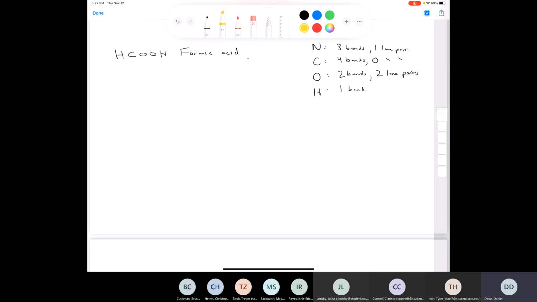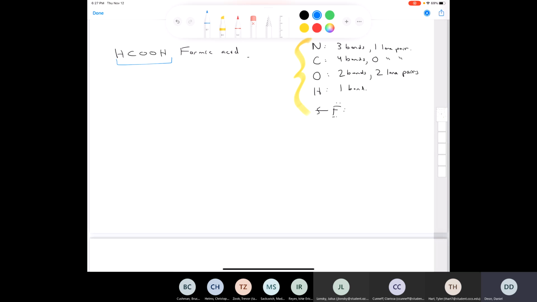If you can memorize these few rules right here, also other little things like I taught you that fluorine always has 1 bond and 3 lone pairs, like that. If you can memorize this little group of rules, it can really help you get through problems like this formic acid one pretty quickly. How many total valence electrons are there in formic acid? I have 1 from my hydrogen, 4 from my carbon. I've got 2 oxygens. They both have 6, and I've got 1 from this hydrogen.